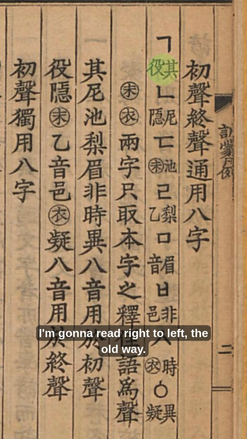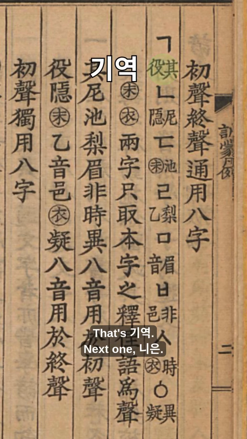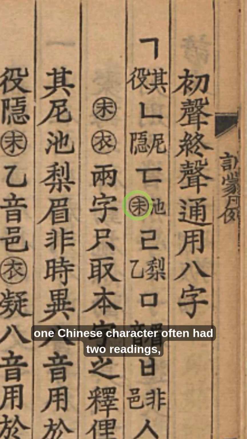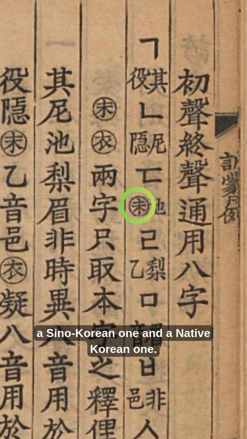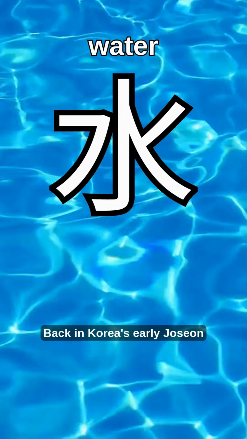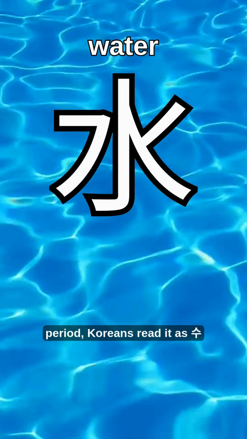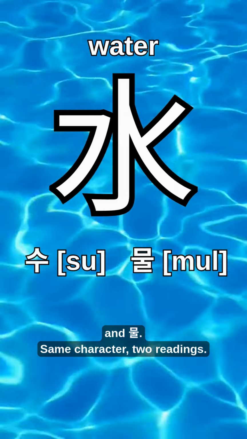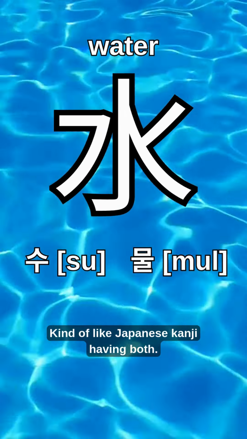See this character? I'm gonna read right to left, the old way. That's 기역. Next one, 니은. Then, 디귿. But notice the circle? Back then, one Chinese character often had two readings, a Sino-Korean one and a native Korean one. For example, this character means water. Back in Korea's early Joseon period, Koreans read it as 수 and 물. Same character, two readings. Kind of like Japanese kanji having both.